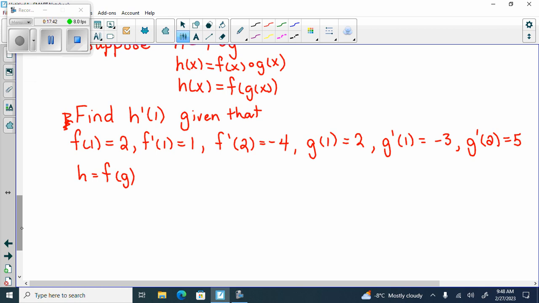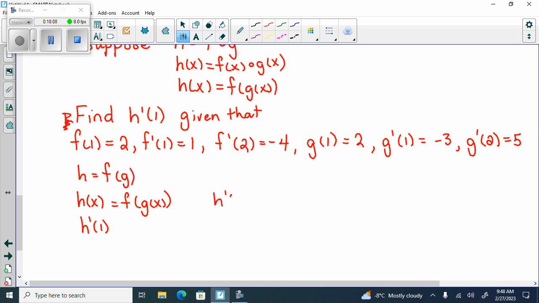I like personally doing this with what? Chains. With chains or with x's. I like putting x's in them because I find it looks confusing. So, I'm going to go h of x, like I said up there, is f of g of x. We agree? Okay. They want h prime of 1. And I'm like, I don't want to deal with you right now. So I'm going to do this first.